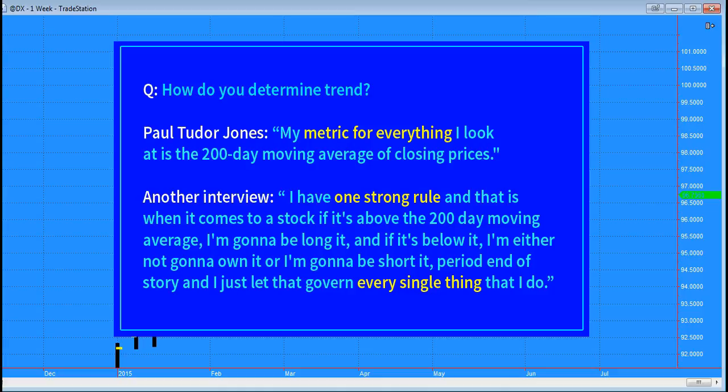In another interview, he said, "I have one strong rule, and that is when it comes to a stock, if it's above the 200-day moving average, I'm going to be long, and if it's below it, I'm either not going to own it or I'm going to be short it. Period. End of story. And I just let that govern every single thing that I do." This is one of the greatest alpha creators of my generation, and like Jones, we use the 200-day to provide macro context for Alpha 1.